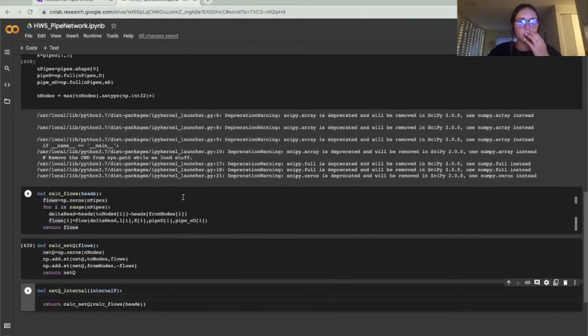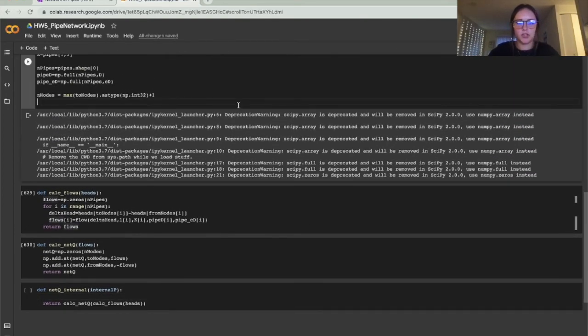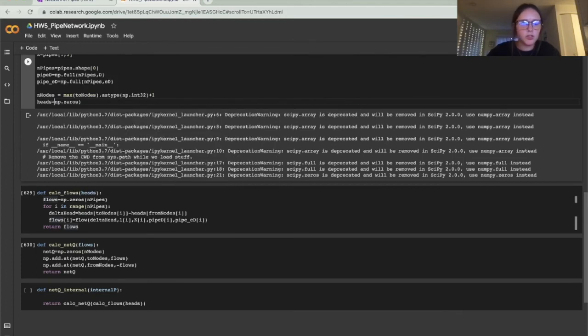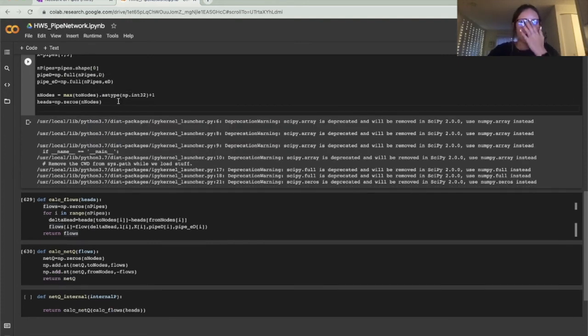And to do this, the first thing we want to do, will come up here, is that we want to set the heads np.zeros. Oh, that should be an equal, not a parenthesis. So we want to set it equal to 0 for the number of nodes. And we also need to determine how many internal nodes there are.